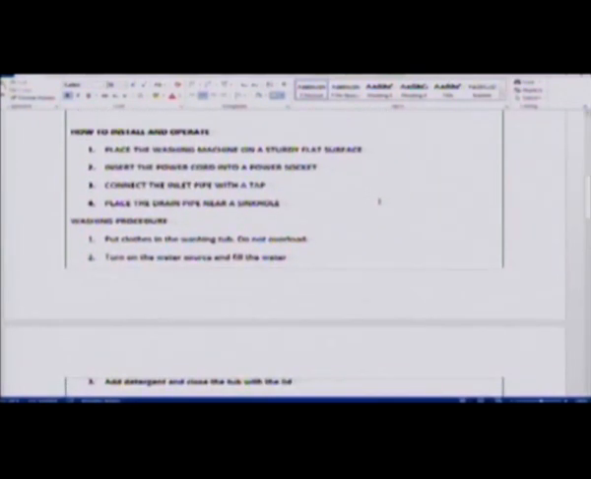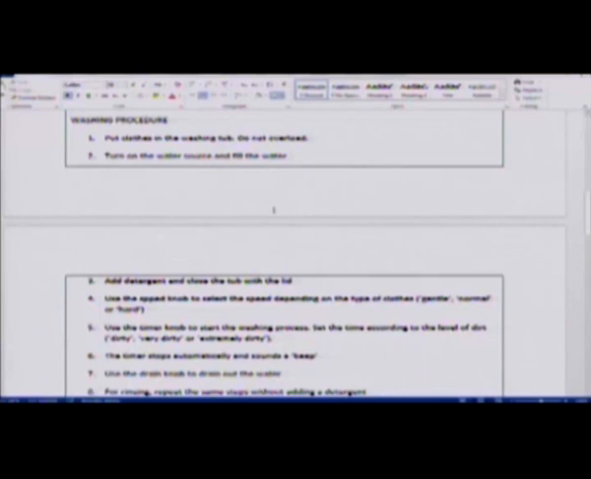And then how to install and operate. So, here again look at the instructions. Place the washing machine on a sturdy flat surface. Insert the power cord into a power socket. Connect the inlet pipe with the tap. Place the drain pipe near a sinkhole. So, all these start with verbs. So, these are all direct commands, instructions, and they are short, so that people can easily understand.